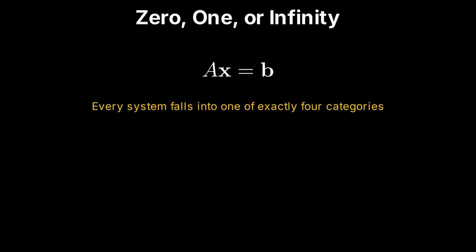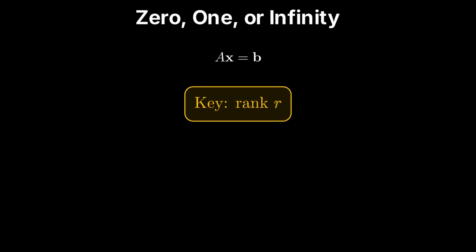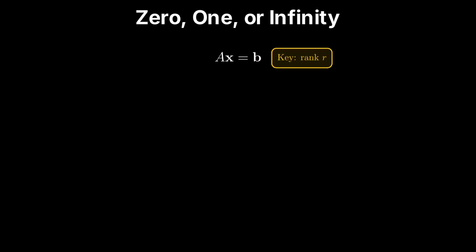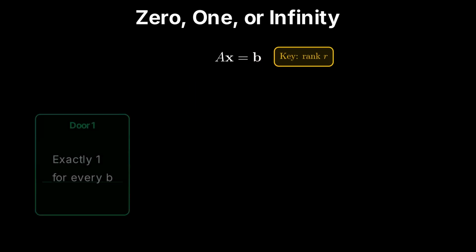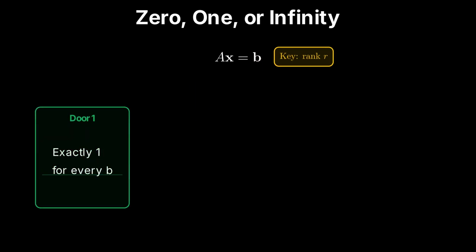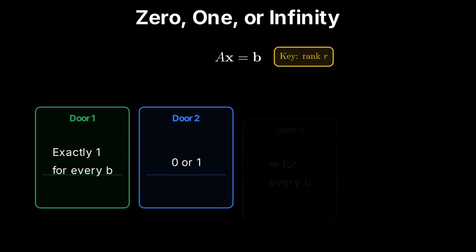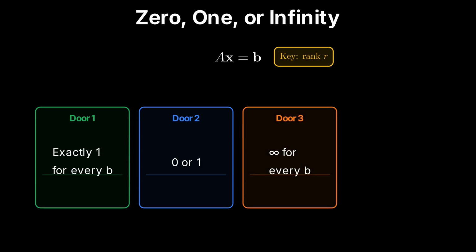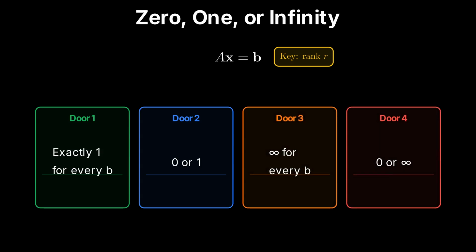Every linear system Ax = b you will ever encounter, whether it has two equations or 200 equations, falls into one of exactly 4 categories. And I can tell you which category just by knowing a single number, not the size of the matrix, not the entries, just the rank. There are 4 doors, 4 possible outcomes: exactly one solution for every b, 0 or one solution, infinitely many solutions for every b, or 0 or infinitely many solutions.